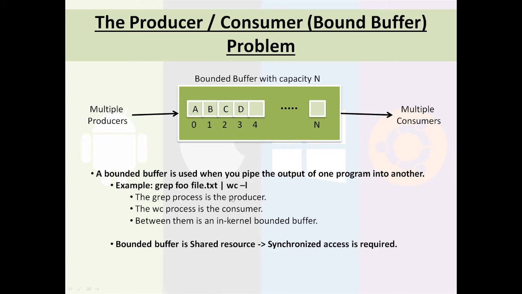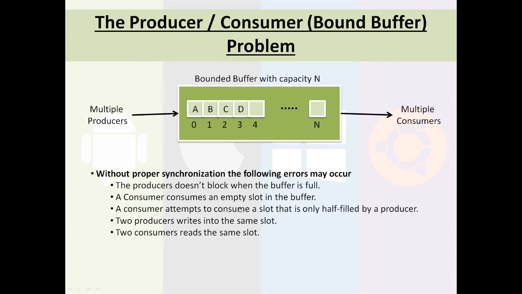And the pipe between them is an in-kernel bounded buffer. You may remember that I briefly spoke about Unix pipes many weeks prior to this, and that's what I'm referring to there. So a bounded buffer is a shared resource, and because it's a shared resource, synchronized access is required. So what type of problems can arise without proper synchronization?